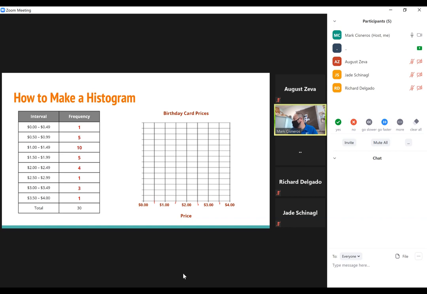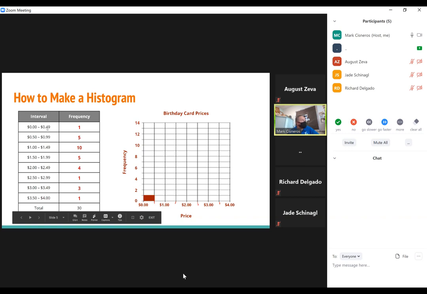And then I also want to label the left side. The y-axis on a histogram is always the frequency, or always how many times it shows up. There was one card between 0 and 50 cents. Notice how one thing that I point out is that this interval right here is exactly 50 cents.